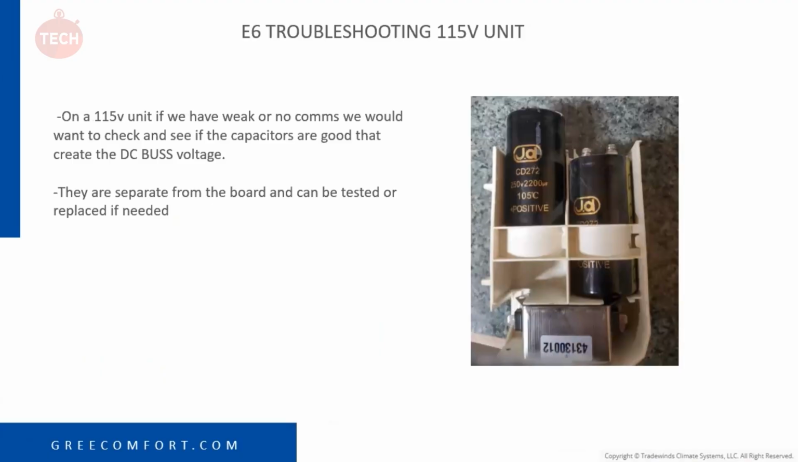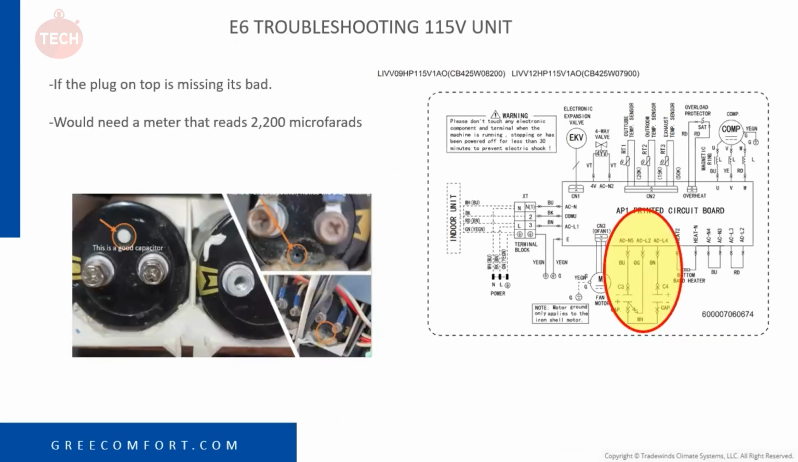This is the E6 troubleshooting on a 115 volt unit. So I have a picture of these capacitors. They are separate capacitors compared to your 230 volt unit, and they create your DC bus voltage, that also creates your communication voltage. They are separate. They can be tested. You would have to, again, have a meter that reads up to 2200 microfarads or a little higher. Again, that's how much these measure each.